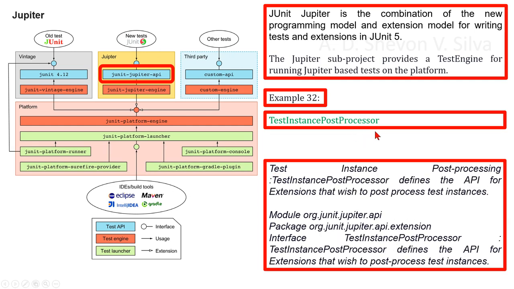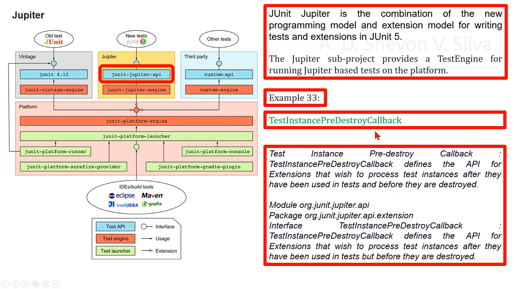Test instance post-processing. Test instance post-processor defines the API for extensions that wish to post-process test instances. Interface TestInstancePostProcessor in package org.junit.jupiter.api.extension in module org.junit.jupiter.api. Common use cases include injecting dependencies into the test instance, invoking custom initialization methods on the test instance, etc. For a concrete example, consult the source code for the Mockito extension and the Spring extension examples in the documentation.